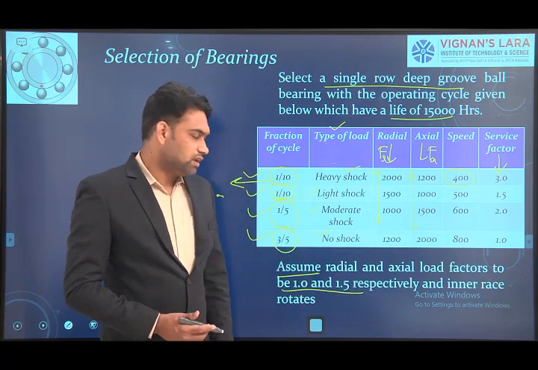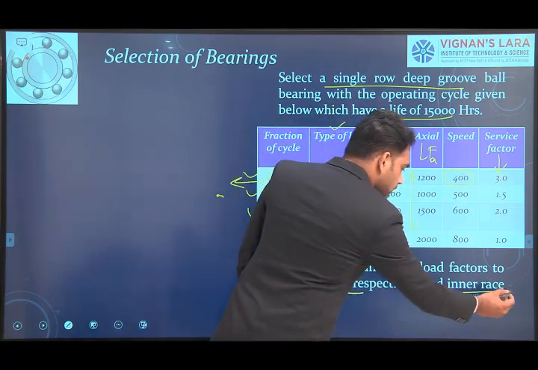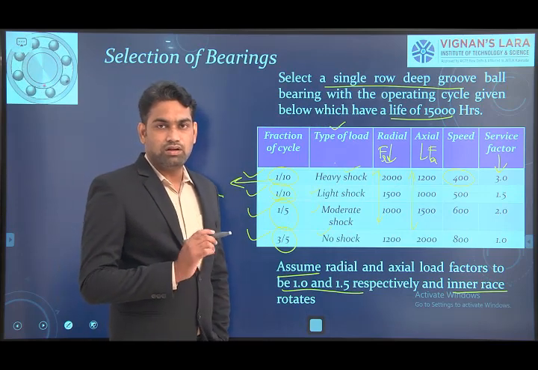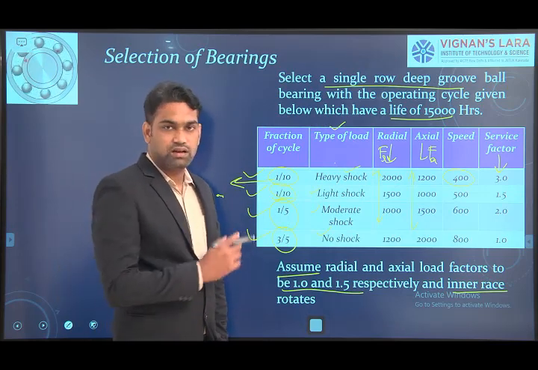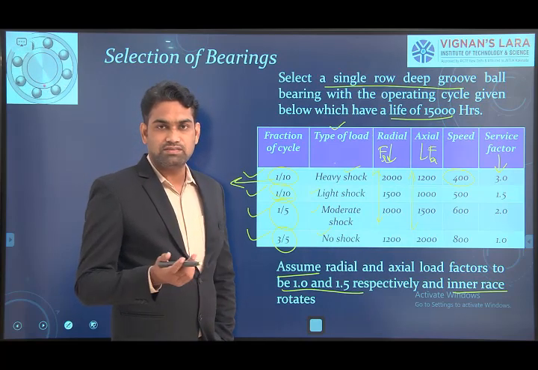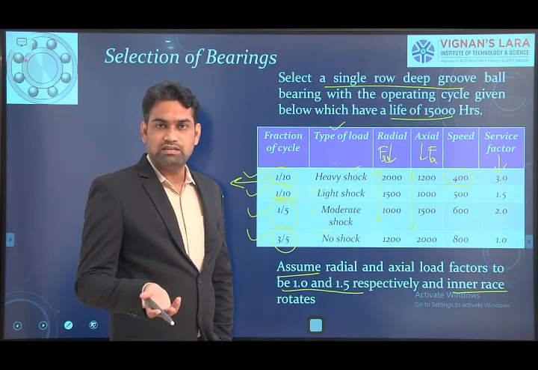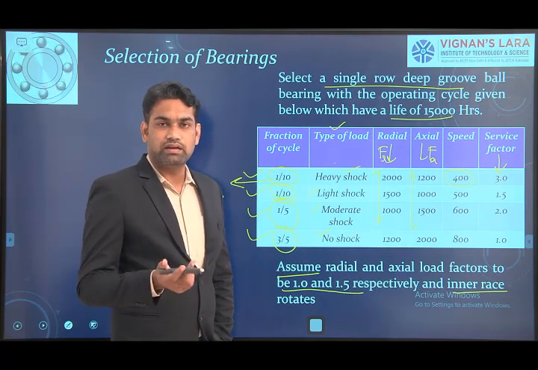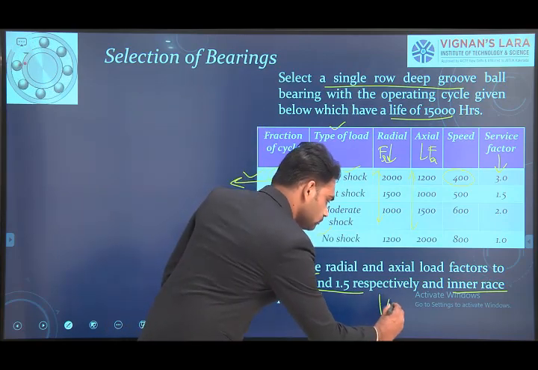Clear? And they also specify one more assumption: the inner race rotates. They clearly mention that it is the inner race that rotates, so the V factor is given, and we can take V as 1. If it were an outer race rotating, it would be 1.2. Since it is clearly mentioned that the inner race rotates, you can take V as 1.